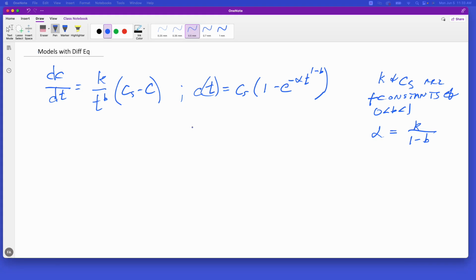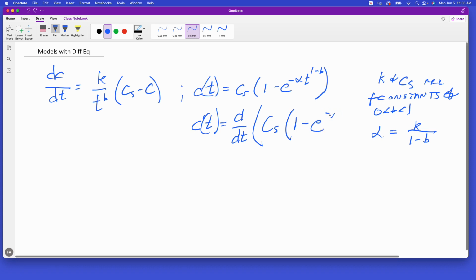So the first thing I'm going to do is find C prime, pardon me. Another way we can write that would be d over dt. I could write this as d over dt of C sub S times (1 minus e to the negative alpha, not infinity, negative alpha t to the 1 minus b power).